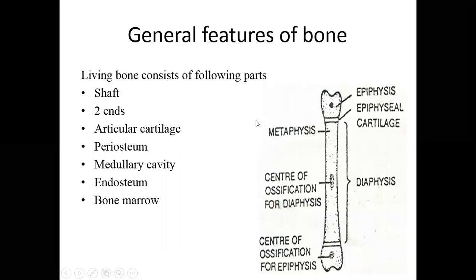Now let's see what the features of a bone are. Usually a living bone has some parts like this. It has a shaft and two ends. This is the shaft, two ends. This is one end. This is another end. Articular cartilage: there is a cartilage seen in this area. Periosteum. We will see what periosteum is. Medullary cavity. Endosteum. Bone marrow. We are going to see all these things in detail. What are these things?